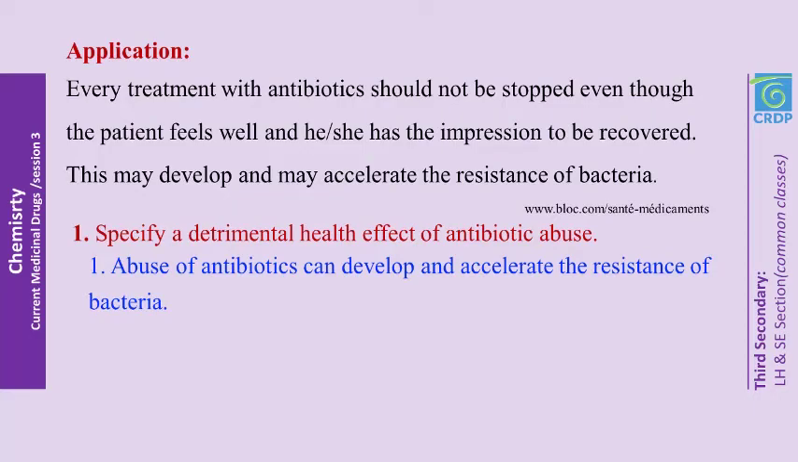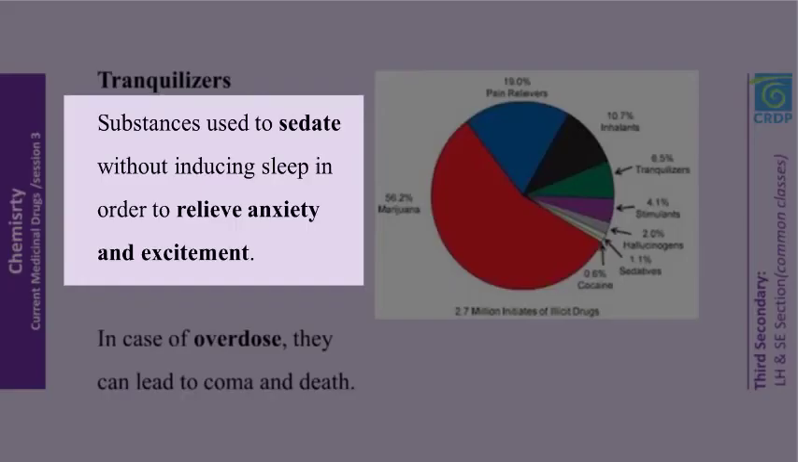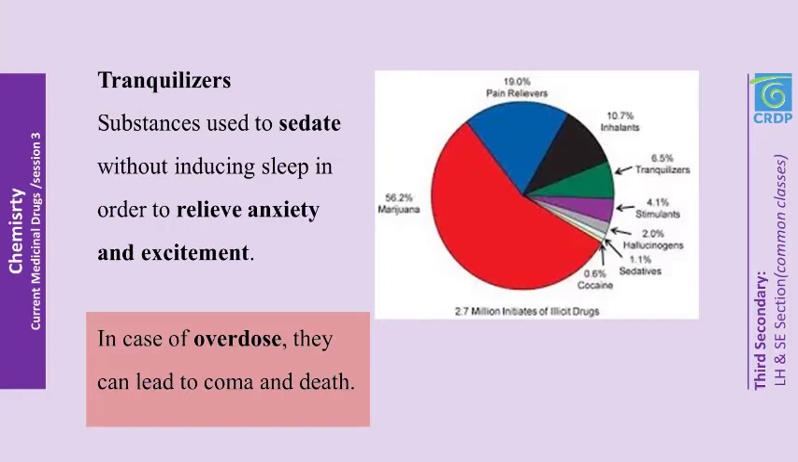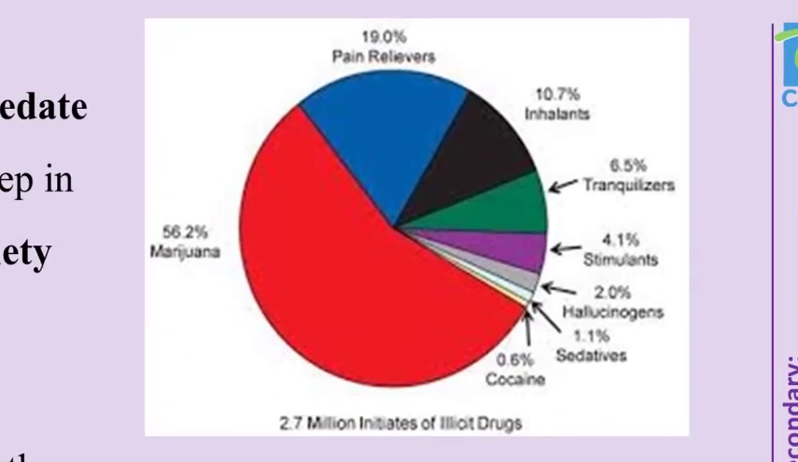So we've been through antibiotics and have explained mostly everything about them. Now it's time for tranquilizers. What are tranquilizers? They're substances used to sedate without inducing sleep in order to relieve anxiety and excitement. In case of overdose, they can lead to coma and death. Some examples of tranquilizers are marijuana, pain relievers, inhalants, hallucinogens, cocaine, sedatives, and so on.